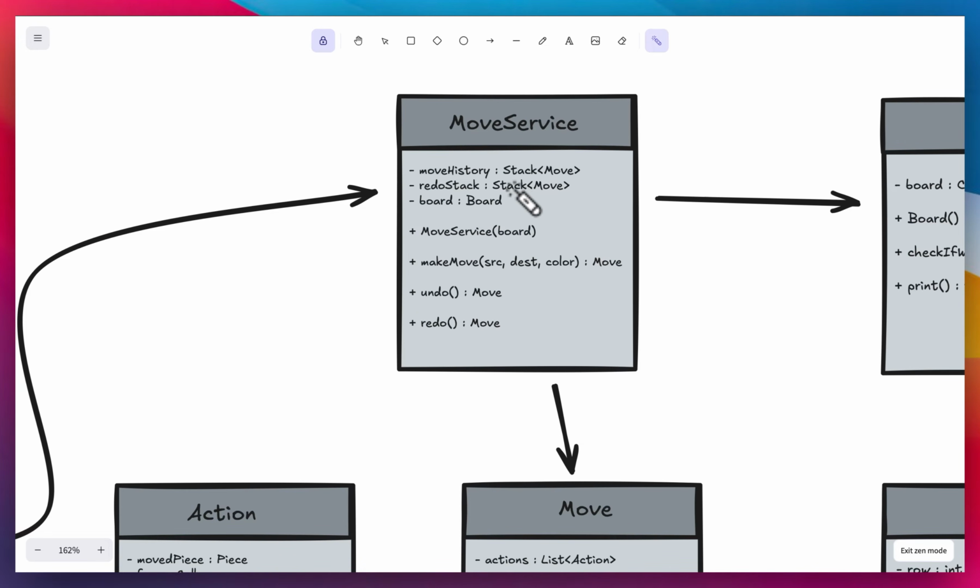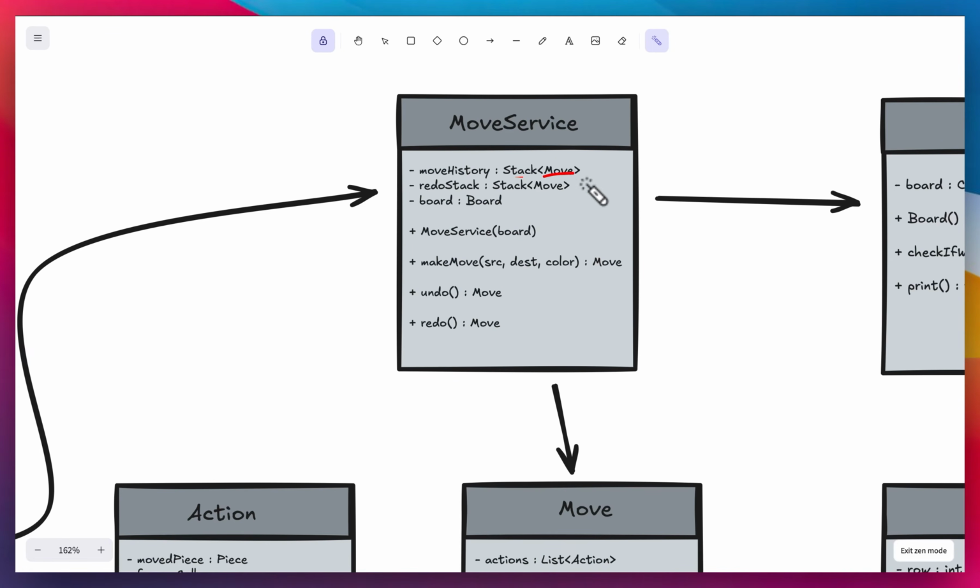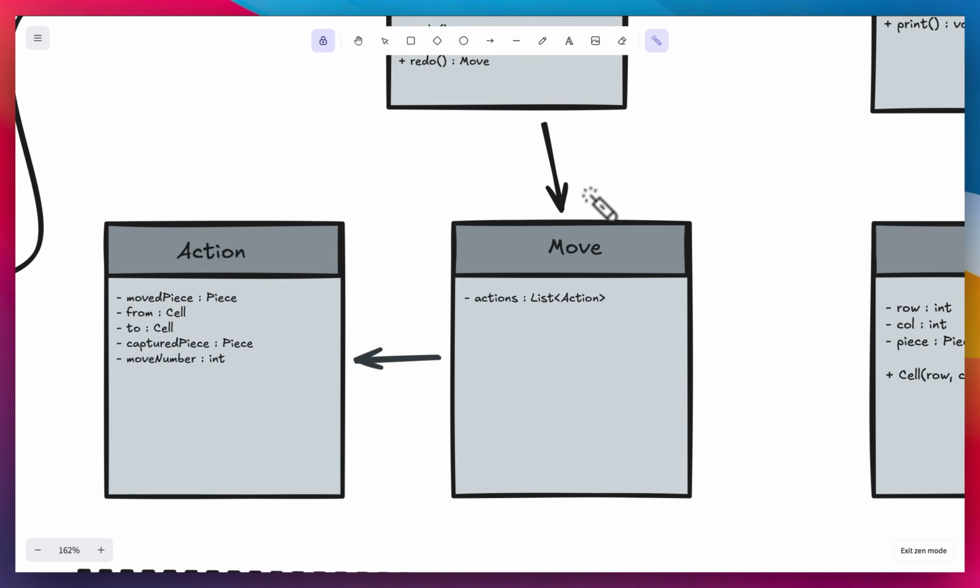But now you might argue, why don't we use a stack of action, and why are we using a stack of move? So the point is, I know that each and every move would have one action, but there is one specific move which has two actions, and that move is called castling. In castling, there is one king which would move from source to destination, and there is one rook which would move from the source to destination.